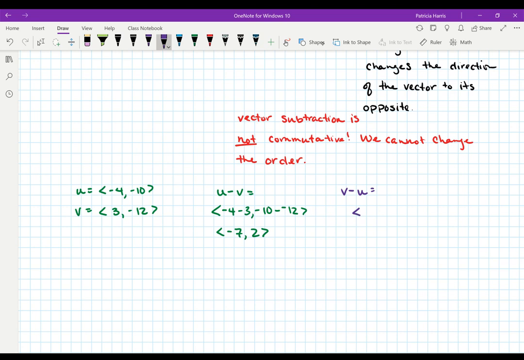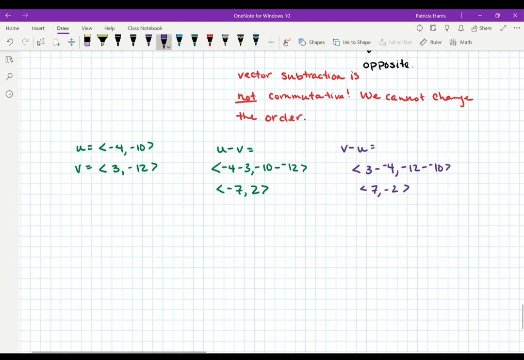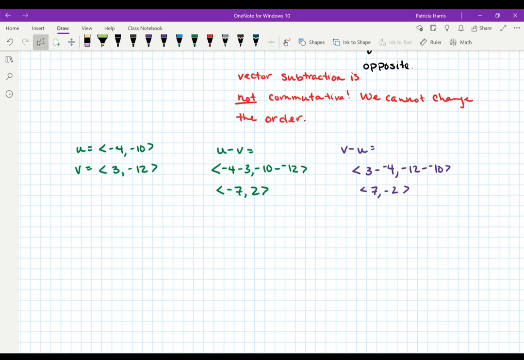So now we're going to go 3 first, minus a negative 4, then negative 12 minus a negative 10. Okay, so that would be positive 7, and then negative 2. Well, that was interesting. But you can see that the vectors are not the same. Okay, so now let's make it a little bit more complicated. Let's have a little bit more fun. Okay, let's add a third vector.